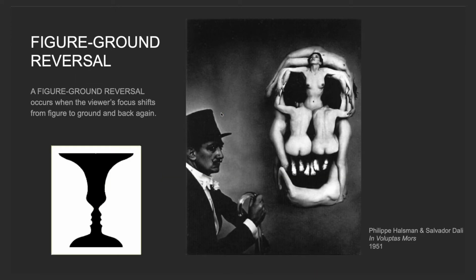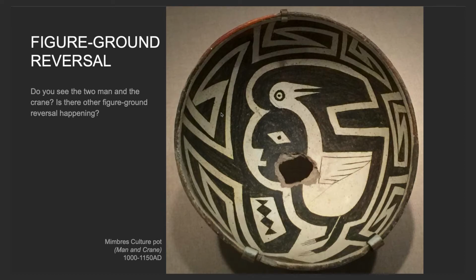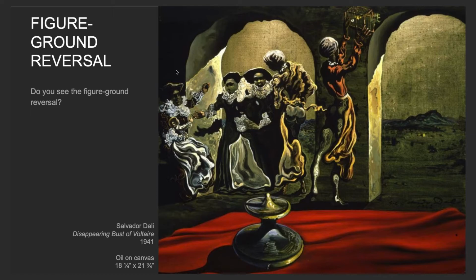Figure ground reversal, where an object looks like one thing and then you cross your eyes a little bit and suddenly you see something else. Figure ground reversal, remember the guy with a bird? Depends on how you're looking at it, is how you see it. Famous painting by Salvador Dali that shows figure ground reversal. You have the head of a figure, but it's also made by these smaller figures.